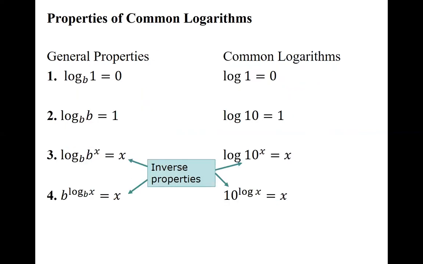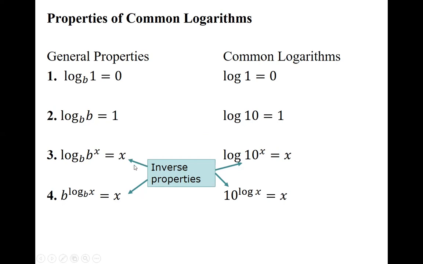The properties of common logs are going to be very similar to the properties of logs that we've looked at already. Log base b of 1 equals 0, so the log of 1 is 0. Log base b of b equals 1. That would be similar to the log of 10 equals 1, because log without a base is log base 10.